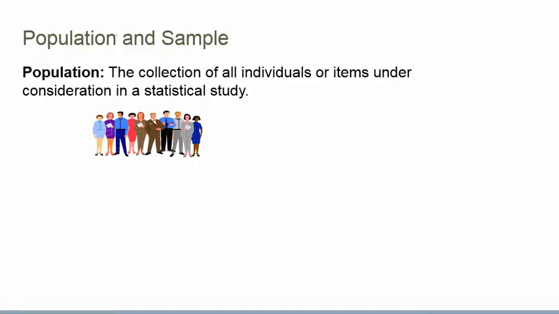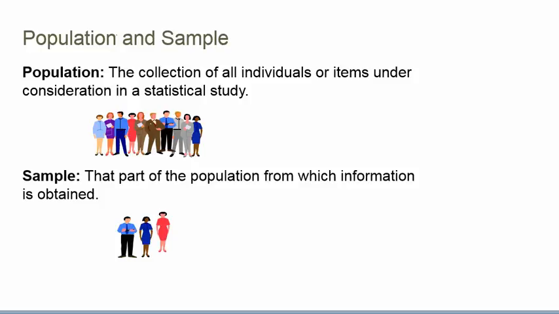Population and sample. Population, the collection of all individuals or items under consideration in a statistical study. For example, we could have the people in an office. Sample, the part of the population from which information is obtained. So the sample could be 3 people from that office.